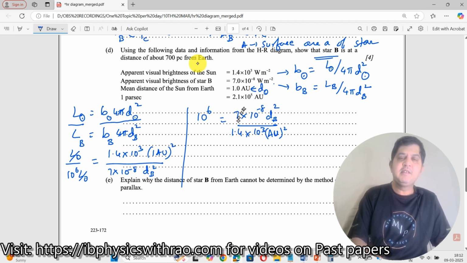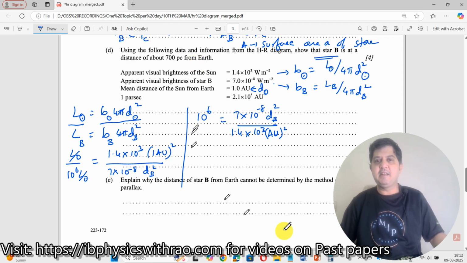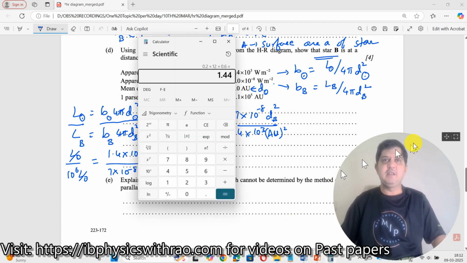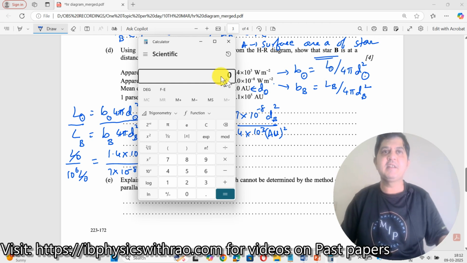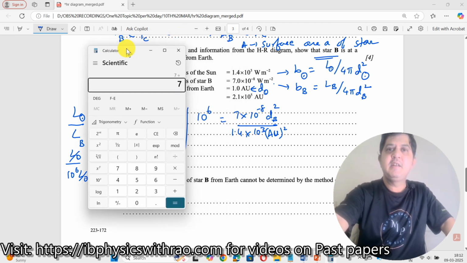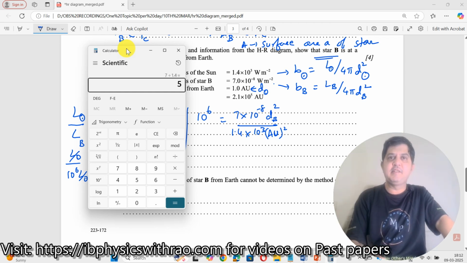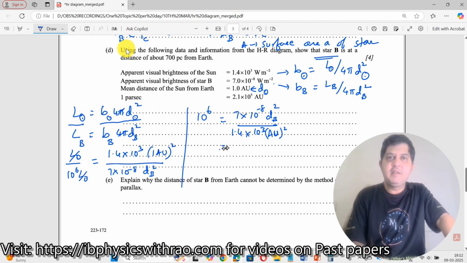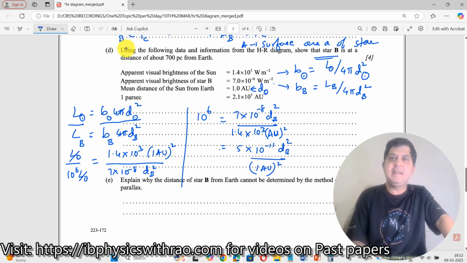Now what do we have here? You have 7. Let me take up my calculator to find out what these values are. I get 7 divided by 1.4 will be 5. So let me write down: this is equal to 5 into 10 power minus 8. This comes upwards as 10 power minus 11, and this is dB square, and then this will be 1 AU the whole square. I can write like this.